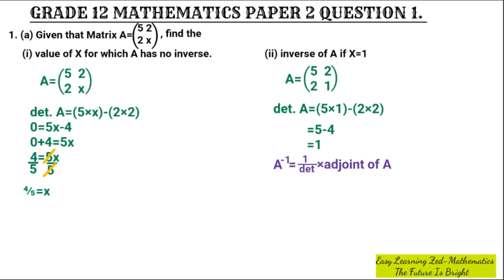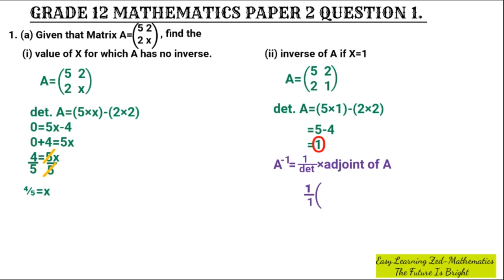Once we have done that, then we're going to say 1 over the determinant. The determinant we got is 1. That one which is circled in red is the determinant of this fraction. So it will be 1 over the determinant we got, which is 1, then multiplied by the adjoint.